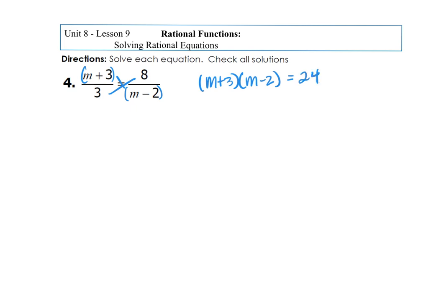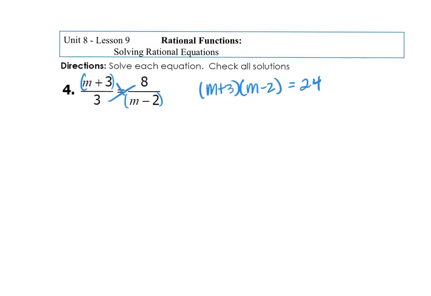To simplify and solve this equation now, I need to next get rid of my parentheses by FOILing. So I've got m times m, which is m squared. m times negative 2 is negative 2m. 3 times m is positive 3m. 3 times negative 2 is negative 6, and it's equal to 24 still.